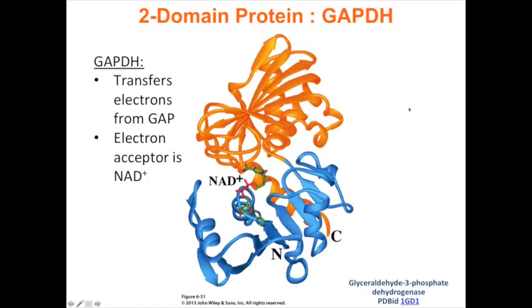It has to bind glyceraldehyde 3-phosphate, and that's the job of one subunit. The other subunit has to bind NAD so that it can be loaded with electrons from glyceraldehyde 3-phosphate. Two different jobs, two different domains within the same protein that allow that job to occur. Notice the shape of these two domains, specifically this NAD binding domain.